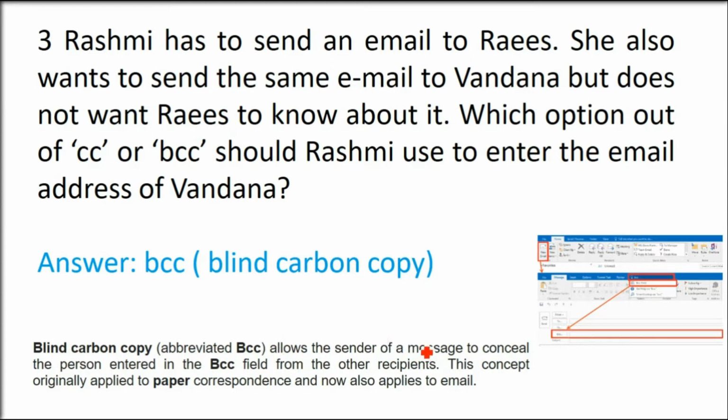BCC allows the sender of a message, so here Rashmi is the sender, to conceal the person entered in the BCC field from the other recipients. Other recipients would have no means to know to whom else this mail has been sent. And this concept originally applied to paper correspondence. Whenever you send, say, some paper, you also send a photocopy to include some other people. But sometimes you don't want to include them. So this was done in paper correspondence earlier. And now it also applies to email.